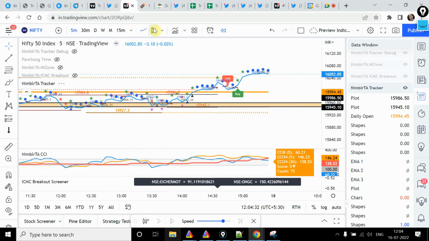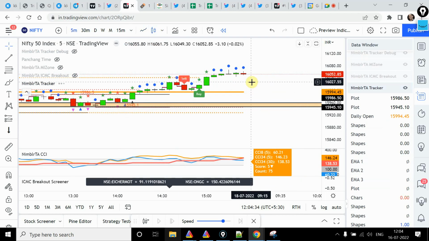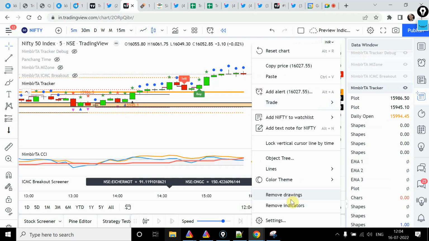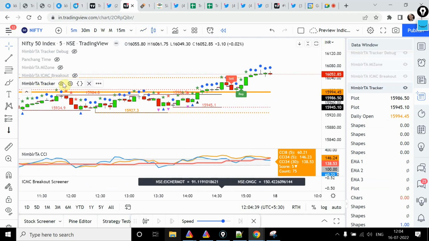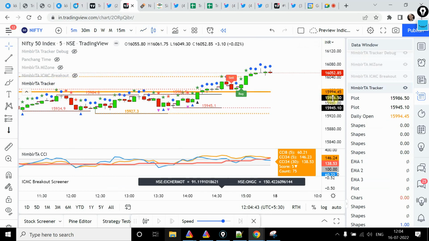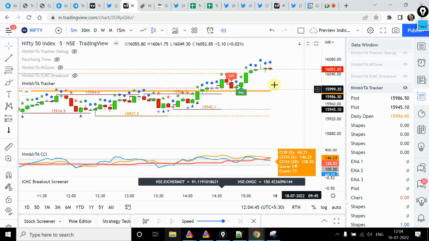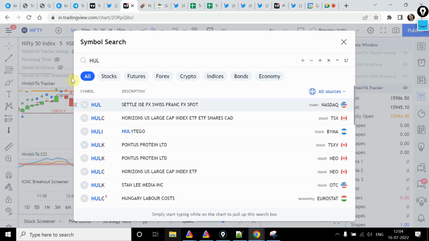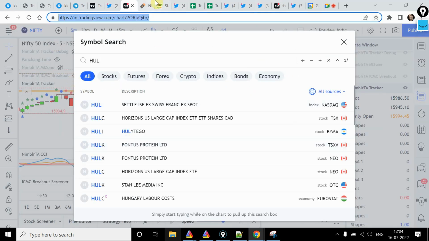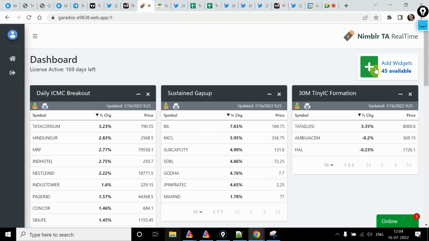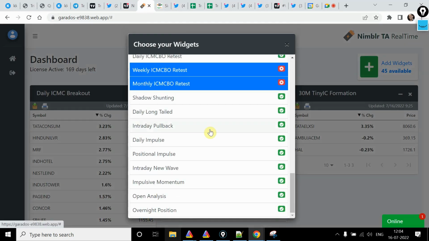What is this yellow line, this yellow zone? Okay, let me remove the drawings over here. The orange line, you are saying? That one was my drawing. But this orange line is the open line. So let's take an example of Hindustan Unilever. Let's go over here, because then we can map the dashboard also accordingly.